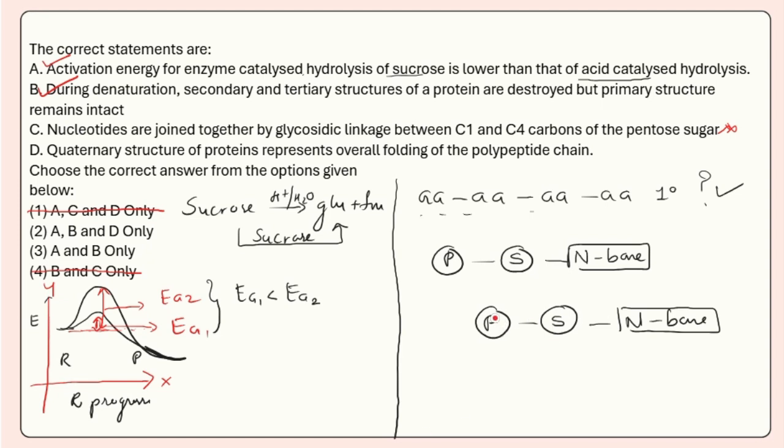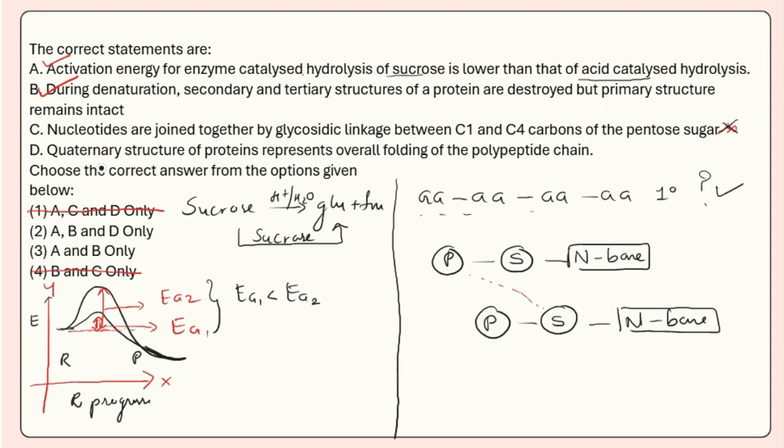The link is always between the phosphate and the sugar, like this. Similarly, this sugar is going to interact with the phosphate, and this linkage is called the phosphodiester linkage. So remember, nucleotides are joined together by a phosphodiester bond to form the nucleic acid. So this is a wrong statement.